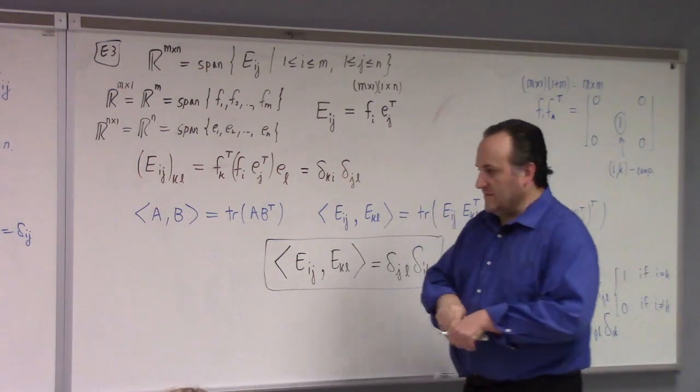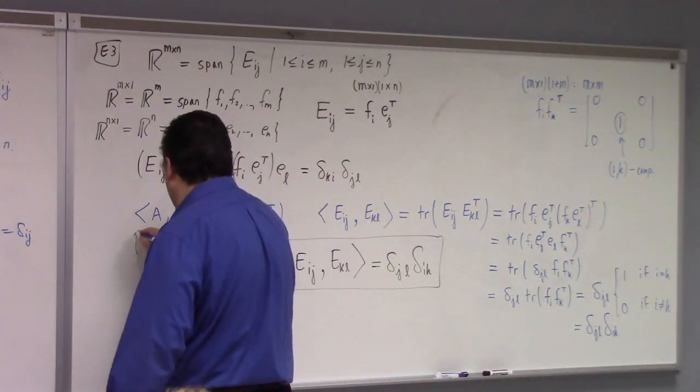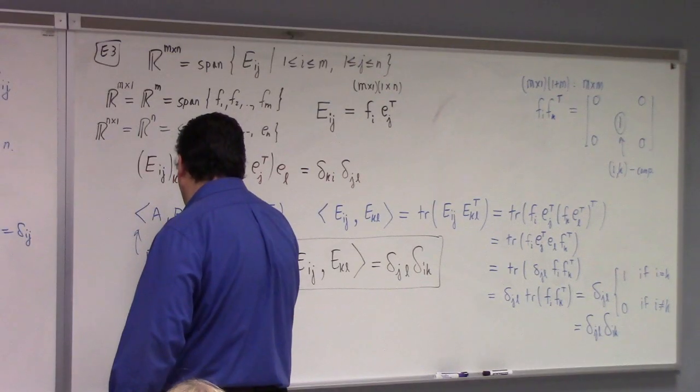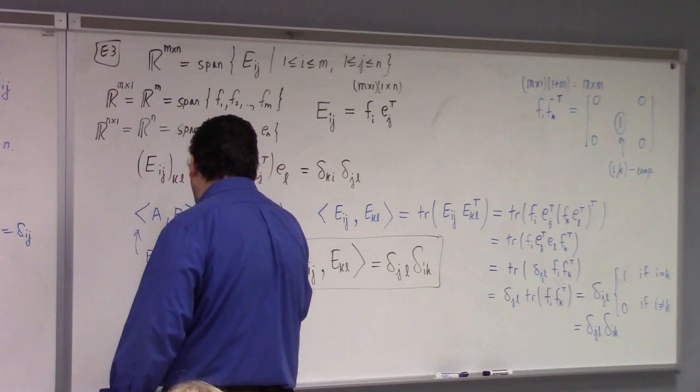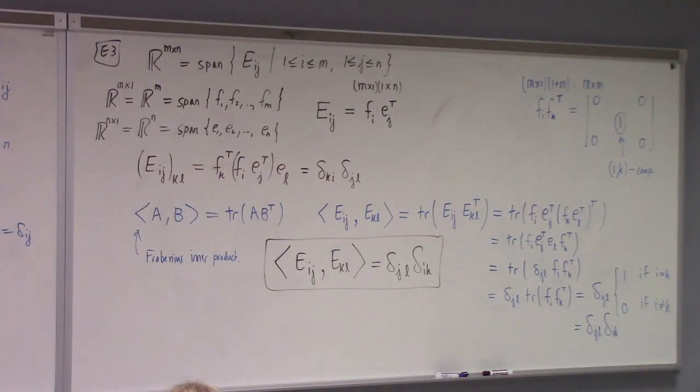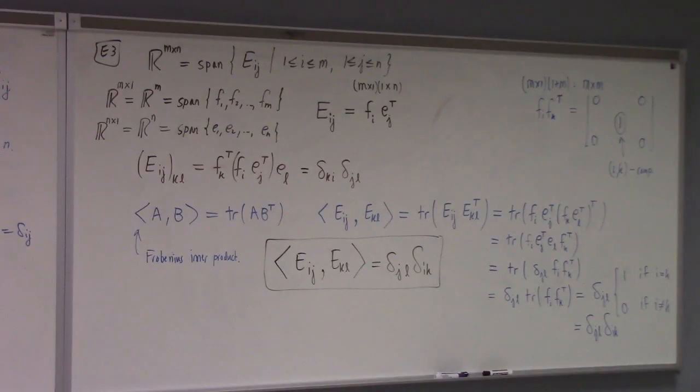This is called the Frobenius inner product, for what it's worth. And the induced norm is also known as the Frobenius norm here. All right. So there's that. Do you guys have any questions before I go on?